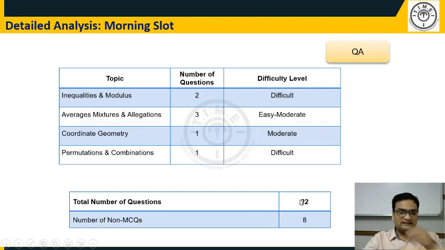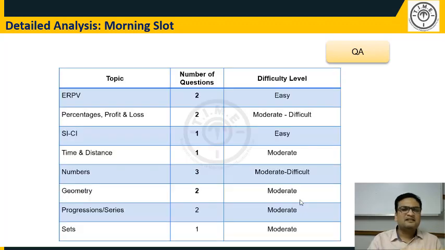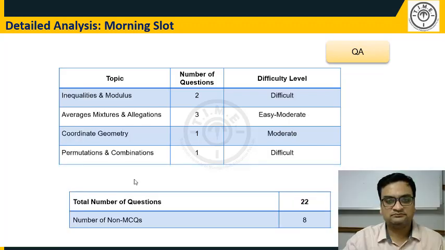So overall, if you look at the quant section, there were few easy and moderate minus level questions which were definitely there in the overall paper. If you just give it a count, you can find easily around 7 to 8 questions which would be moderate minus or easy level of difficulty.